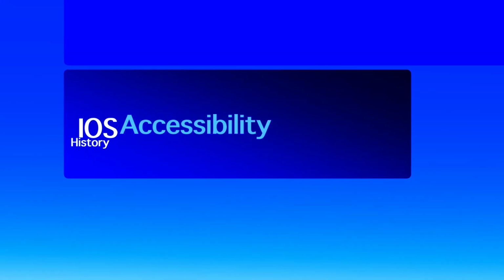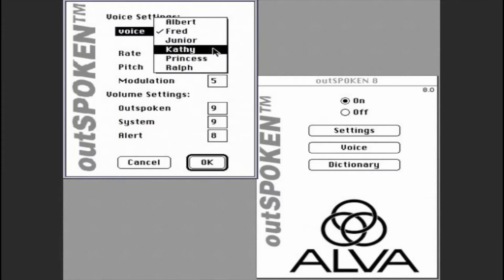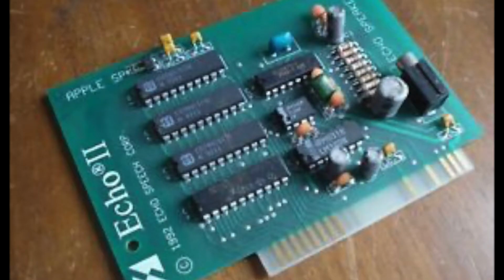Blind computer users could add the Echo 2 speech synthesizer to their early Apple computers, and Apple eventually offered its own speech synthesizer. The Echo 2 was a plug-in companion speech synthesizer card for the Apple II and Apple IIe personal computers that allowed applications to use speech synthesis.